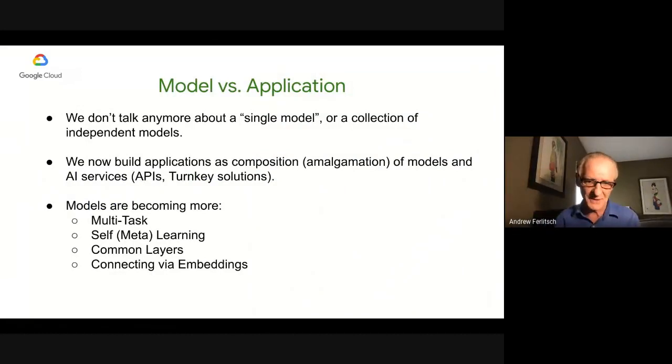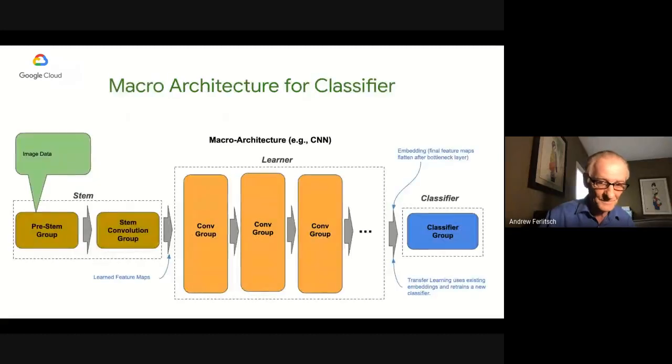To accomplish this, models are becoming more what we call multitask. They don't do a single task. There's also self or meta learning, actually models learning on their own. They share common layers and they connect to each other through embeddings. I'll give you some insight into how that works. First, for that all to work, we made it to model amalgamation because we started using design patterns. This is a typical modern design pattern for a classifier, an image classifier specifically.